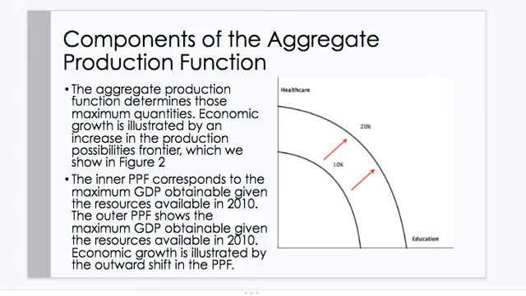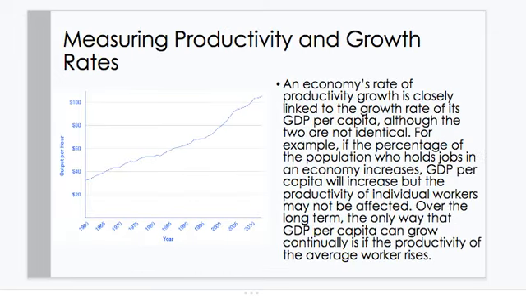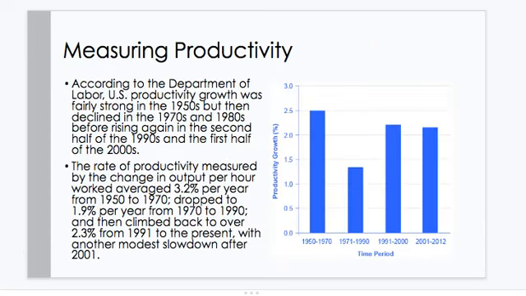has shifted outward. We can measure productivity and growth. Here's how it has changed over time. I'll let you read through that since this is getting long and I apologize. We can also show productivity with a bar chart, how it's changed over time. You can see there was a dip in the 71 to 90 period.